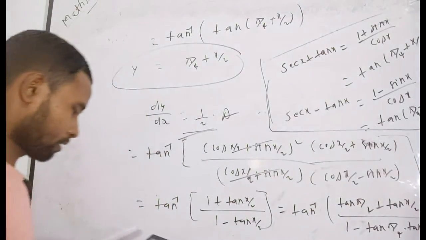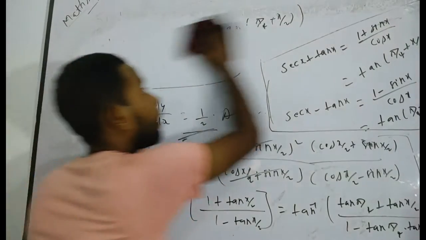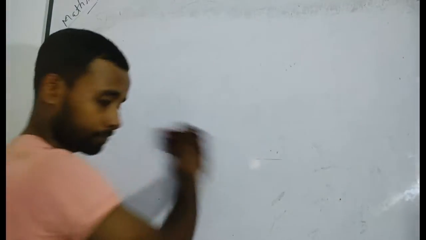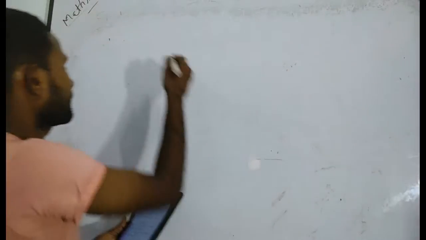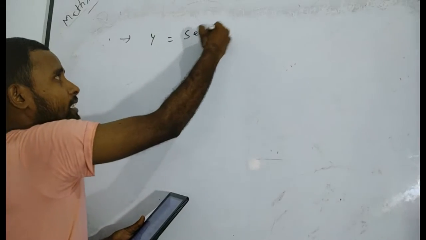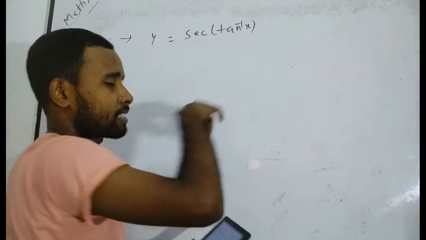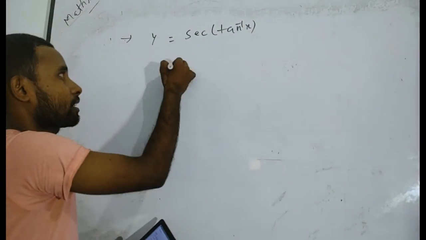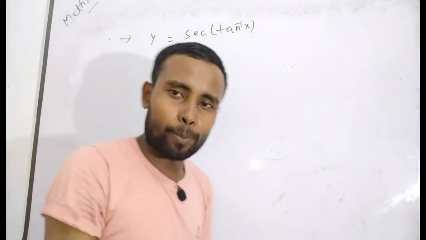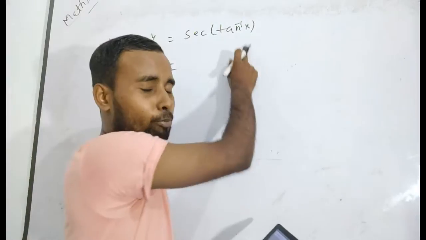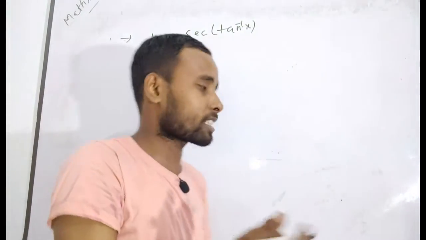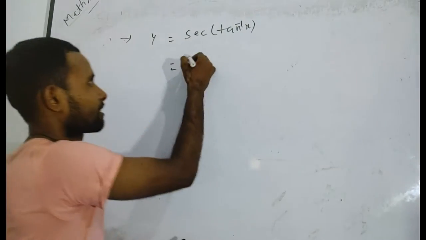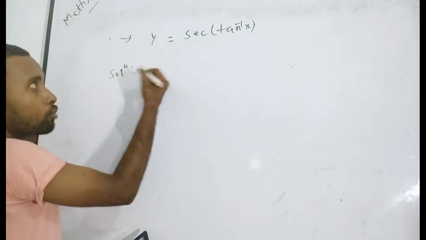See here, I want to do this one problem again. It is given y equal to sec tan inverse x. How can you solve this problem? There are two methods through which you can solve this problem. You have to directly differentiate. Firstly, you have to differentiate sec theta with respect to tan inverse x, then tan inverse x with respect to x. I want to solve this problem by the first method, then again solve by the second method.